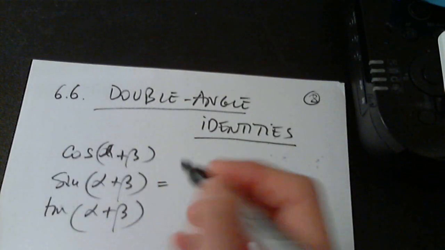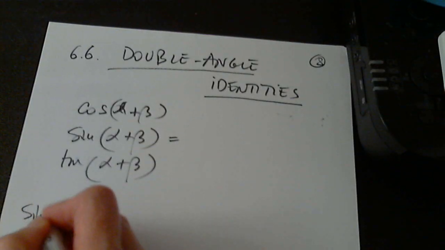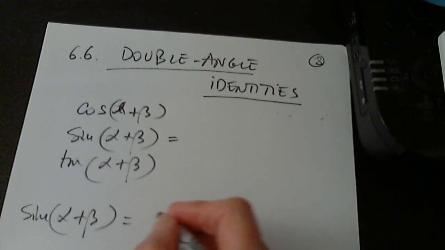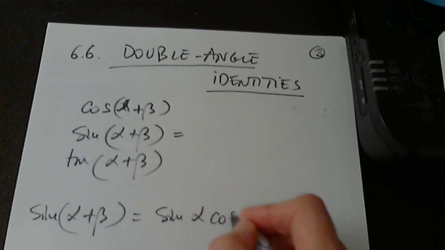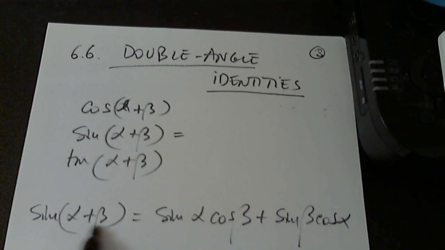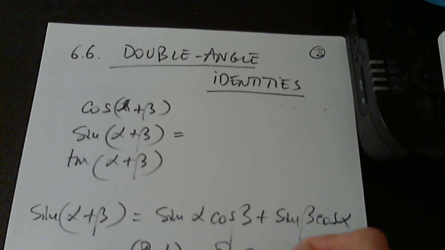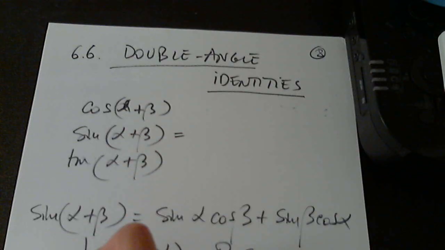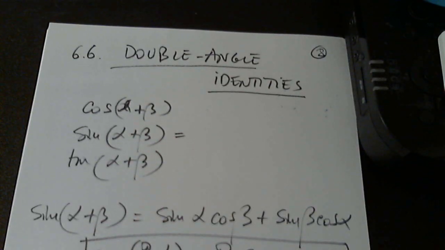So this formula, let me start with sine alpha plus beta. The formula is sine alpha cosine beta plus sine beta cosine alpha. But if they are the same, I have sine alpha cosine alpha plus sine alpha cosine alpha. So then sine twice alpha is twice sine alpha cosine alpha. So that's the first double angle identity.